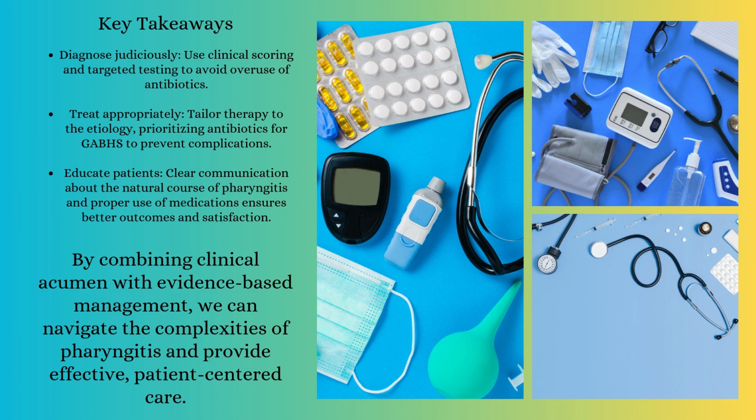Key takeaways: diagnose judiciously, use clinical scoring and targeted testing to avoid overuse of antibiotics. Treat appropriately, tailor therapy to the etiology, prioritizing antibiotics for GBHS to prevent complications. Educate patients. Clear communication about the natural course of pharyngitis and proper use of medications ensures better outcomes and satisfaction. By combining clinical acumen with evidence-based management, we can navigate the complexities of pharyngitis and provide effective, patient-centered care.